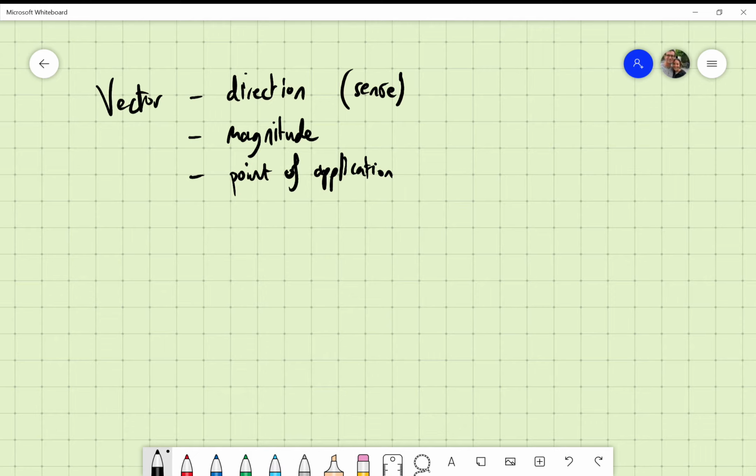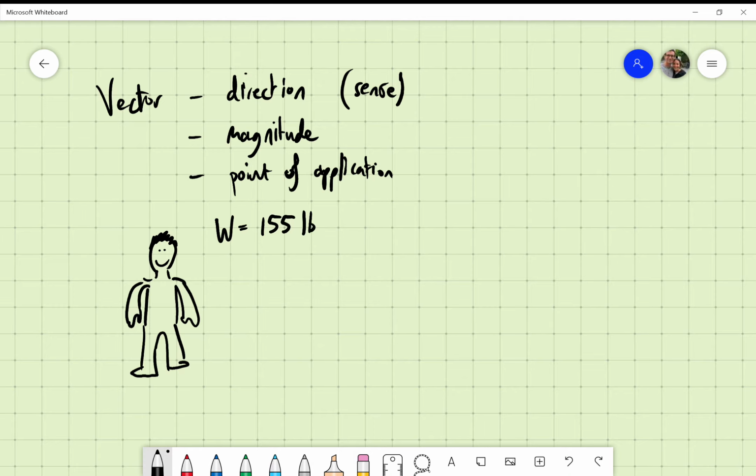Okay, so let me give you some easy examples here to begin with. All right, here's me. It's only a little harder to draw, but not very much on this computer screen. So here's me, and I have a weight. I'll use capital W. Capital W is a very acceptable, very common symbol for weight. I have a weight of 155 pounds in the US customary system.